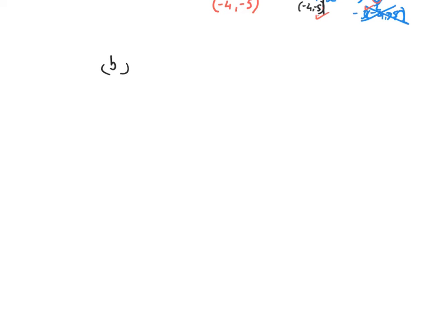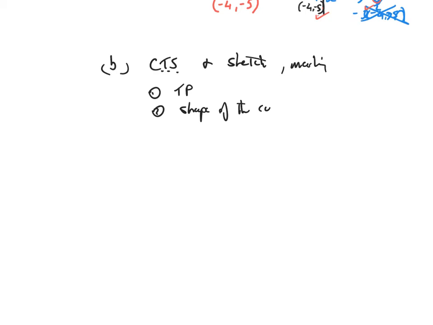Okay, example B. So we're going to complete the square and sketch, marking the turning point, the shape of the curve, and the y-intercept. Okay, so remember that's where it cuts the y-axis.